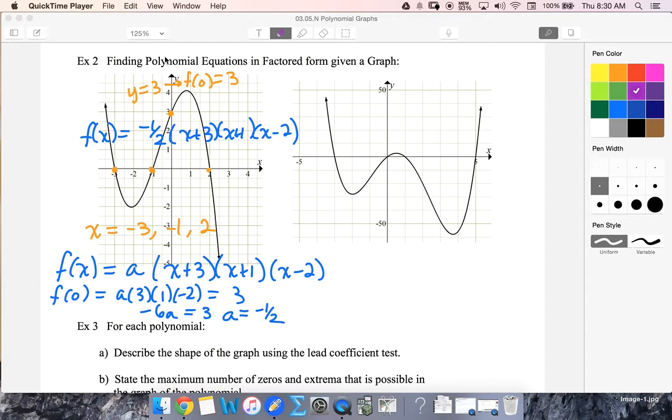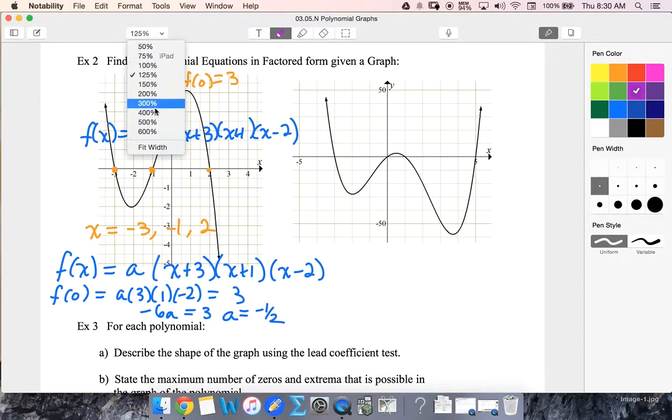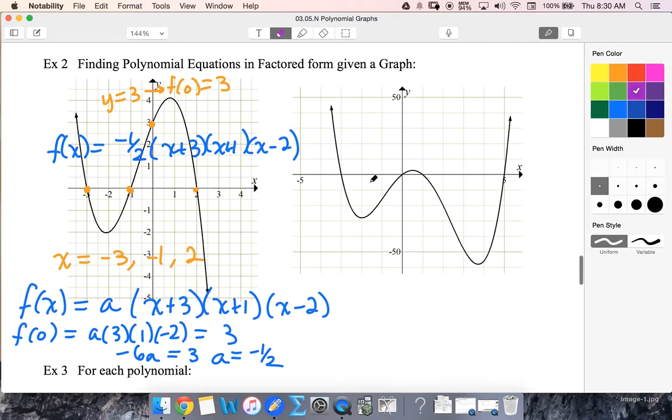All right, students, Miss Slyman here, back with our polynomial. This time we've got 1, 2, 3, 4 roots.